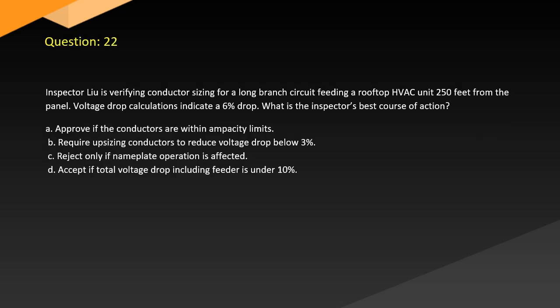Question 22. Inspector Liu is verifying conductor sizing for a long branch circuit feeding a rooftop HVAC unit 250 feet from the panel. Voltage drop calculations indicate a 6% drop. What is the inspector's best course of action? A. Approve if the conductors are within ampacity limits. B. Require upsizing conductors to reduce voltage drop below 3%. C. Reject only if nameplate operation is affected. D. Accept if total voltage drop including feeder is under 10%.